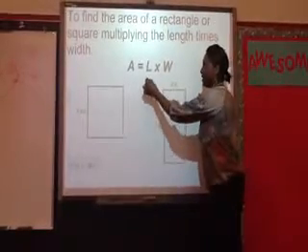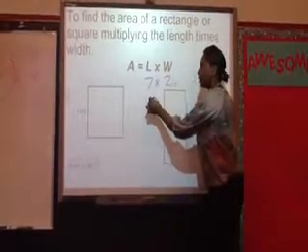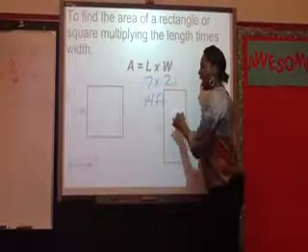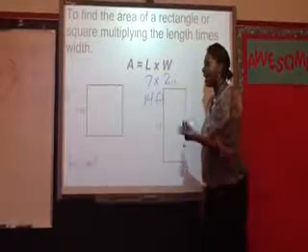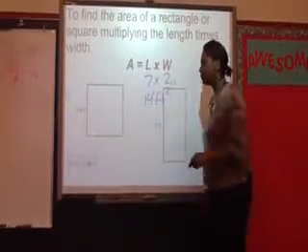So in this case, the length is 7 times the width, which is 2. 7 times 2 is 14 feet. And like our previous slide said, area is always measured in square units. So this is 14 feet squared.